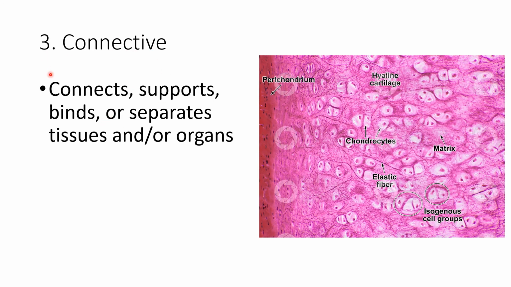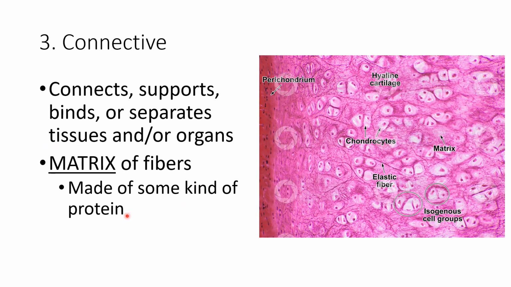The third type of tissue is called connective tissue. Connective tissue functions as connection, support, or binding organs or tissues together, or sometimes connective tissue can even be in the body separating different types of tissues that shouldn't quite be touching each other. The most important defining characteristic of connective tissue is that it has some type of extracellular matrix made out of fibers. Typically, these fibers are made out of some kind of protein. Quite often, it's going to be collagen in the body.